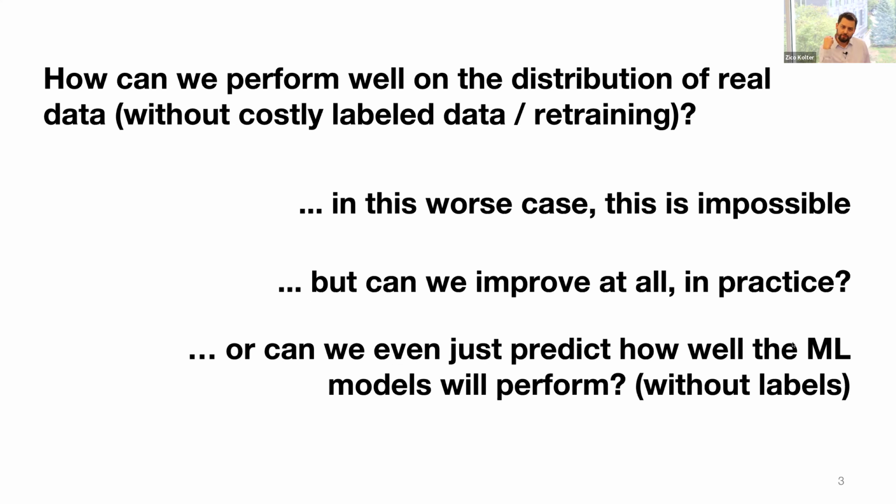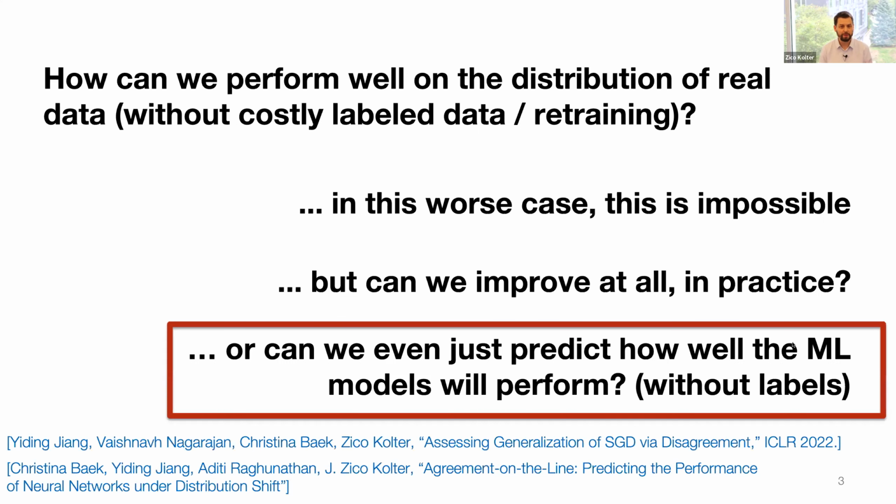Or maybe even first, before I get into improving performance, can we even predict how well our machine learning models are going to work? Can we even get some notion, without relabeling data, without getting a new labeled data set, of how well the models will perform without explicit labels on our new data? And so the first portion of this talk is actually going to be about this issue here, about ways we can start to do this.